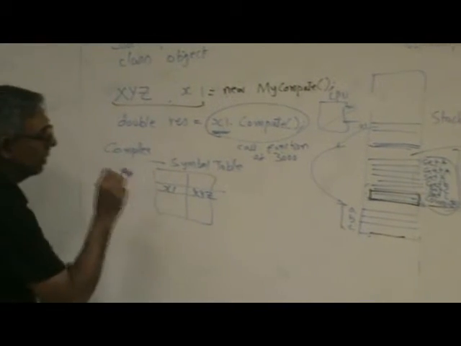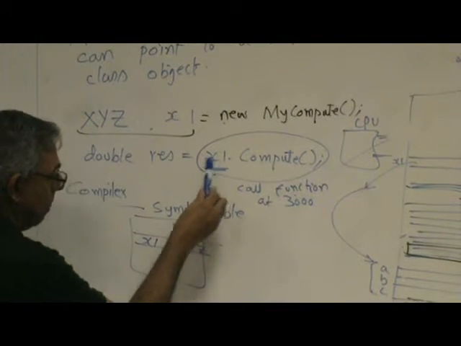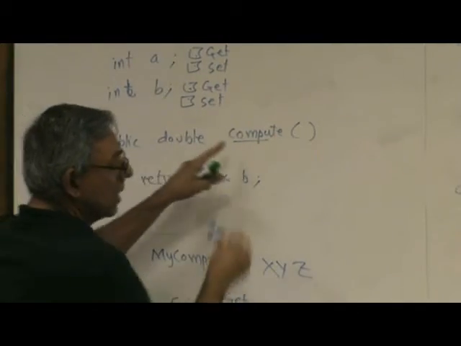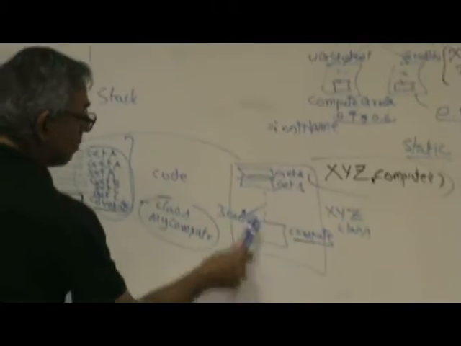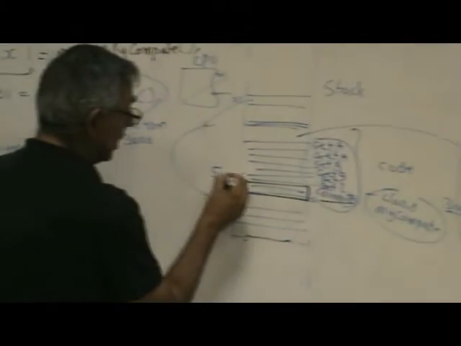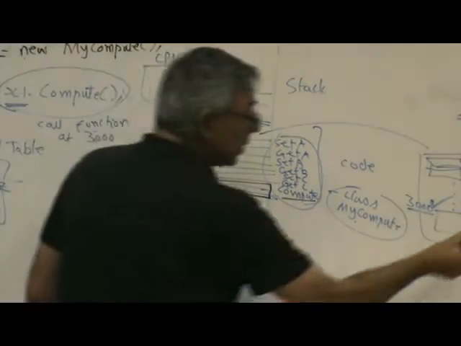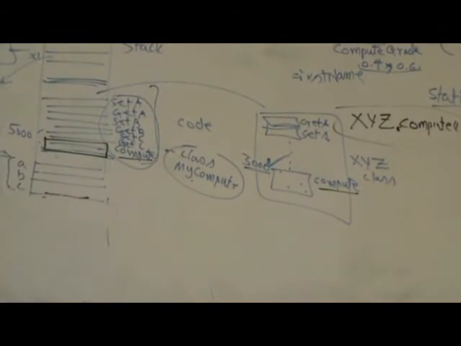Okay, why? So let me go over it again. Compiler will check what type is X1. It's XYZ. It will go check, is there a compute? Yes, there is a compute. Where did it generate the code for storing compute? It generated the code at memory location 3000 because this is the XYZ for compute. Let's pretend this is 5000, the compute for my compute class. So this will be replaced by call function at 3000, which is basically compute for XYZ.